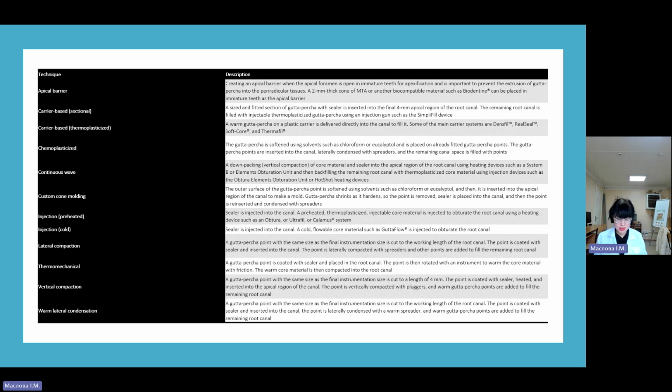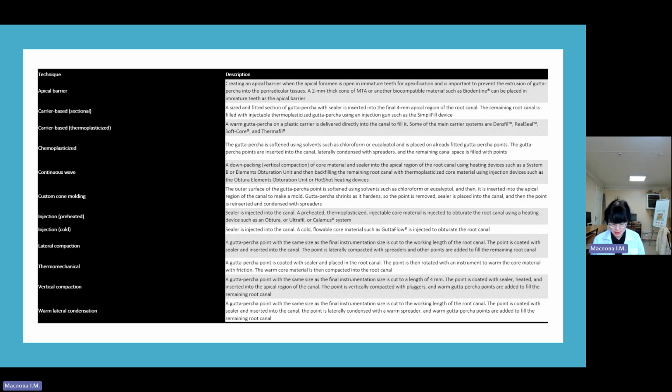The water-based ones include BioRoot RCS, a powder-liquid hydraulic tricalcium silicate based cement, which has been on the market since early 2015. This type 4 HCSC is recommended for single cone or cold lateral condensation techniques.